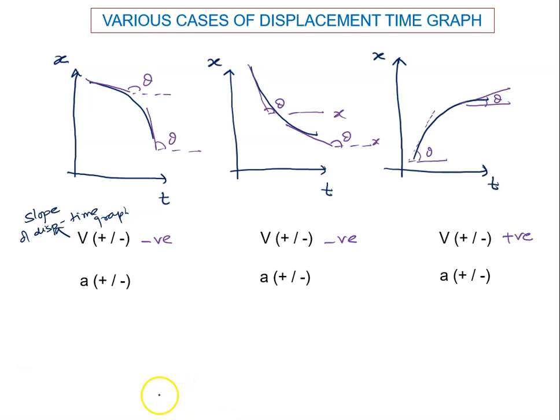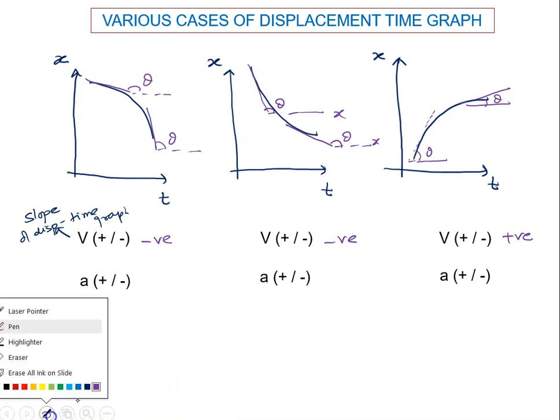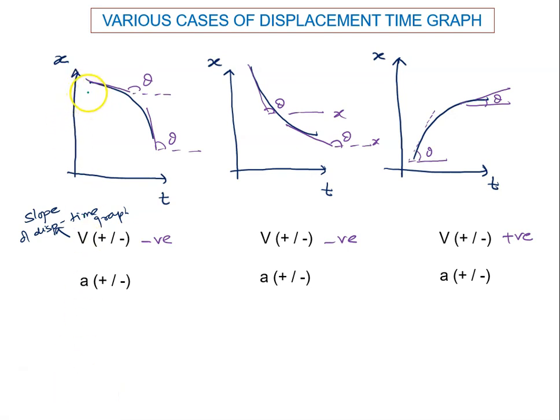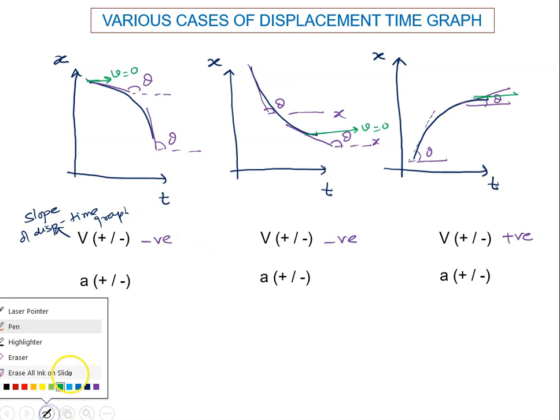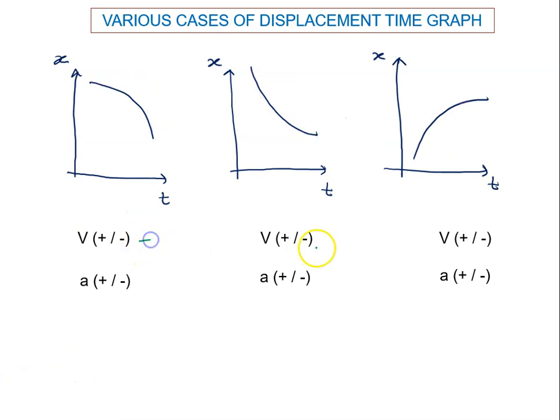First of all, just draw the zero velocity points. I hope it is visible to all of you. At this point velocity is 0 because slope is 0. Here also the velocity is 0 because slope is 0. Let us erase first, then you will get a better idea. Velocity is negative, negative and positive.